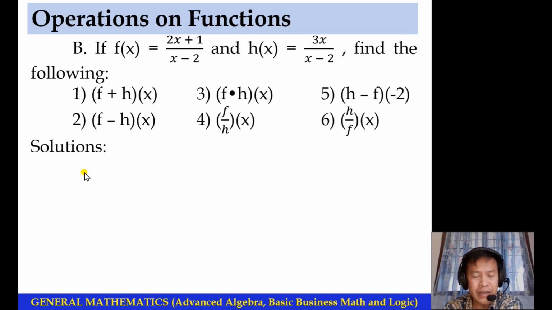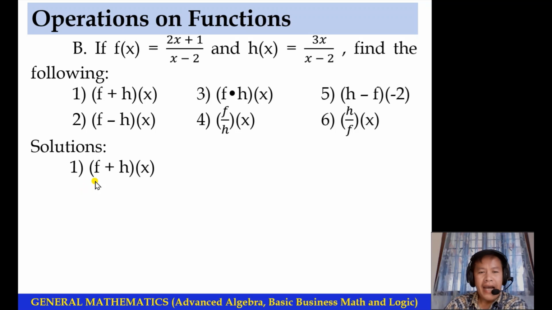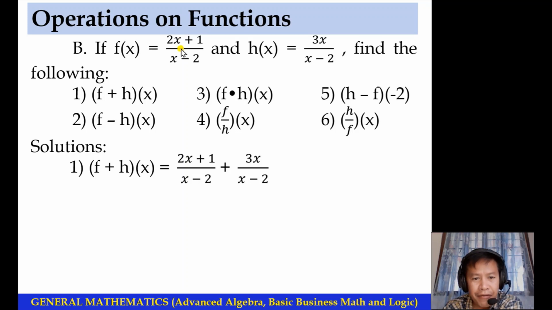Okay, these are the solutions, specifically number 1. Okay, f plus h of x is equal to, okay, you are going to copy the first function, which is f of x. Okay, f of x is equal to 2x plus 1 all over x minus 2 plus, okay, our h of x is equal to 3x over x minus 2. You are going to say over if the numerator is monomial. And if the numerator is more than one term, you are going to say all over. Okay, did you understand, students? Okay, therefore, 2x plus 1 all over x minus 2 plus 3x over x minus 2.